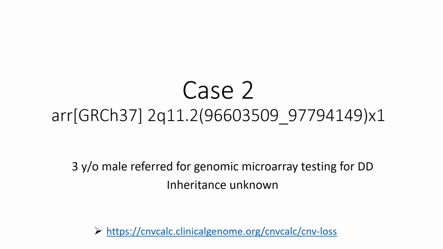So let's look at another case. Case 2 is a 3-year-old male referred for genomic microarray testing for developmental delay. A deletion in chromosome 2q was identified, and the inheritance is unknown. If you want to follow along, you can use the CNV loss metric, as this deletion is indicated above.